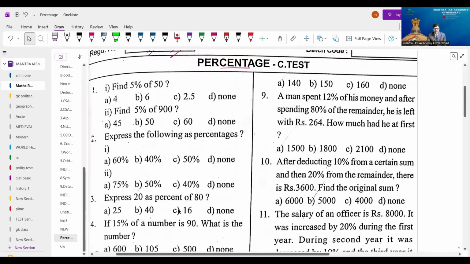Third bit is what? I have to write the two questions here. Express the following as percentages. The first value is 1 by 2, and the second bit in this case is 2 by 5. So these are fractions. 1 by 2 is a fraction and you have to tell what percentage it is. How to do these questions? Simple point, I'll tell you.